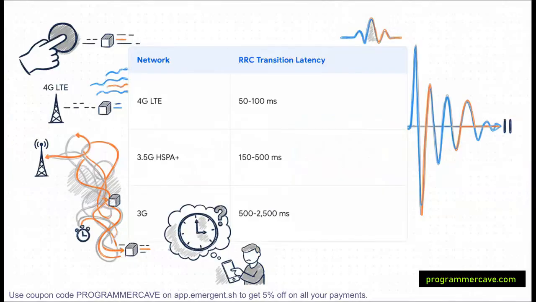And the cost of just waking up? It's just staggering. On a good 4G LTE network, you're losing 50 to 100 milliseconds before a single byte of your app's data has even been sent. But look at 3G. That can be up to 2.5 seconds. Think about that. The user taps a button, and for 2.5 seconds, literally nothing is happening, except for the radio negotiating with the cell tower.